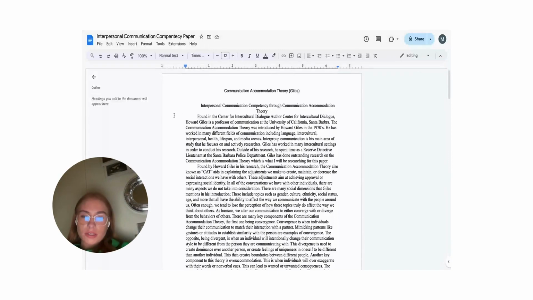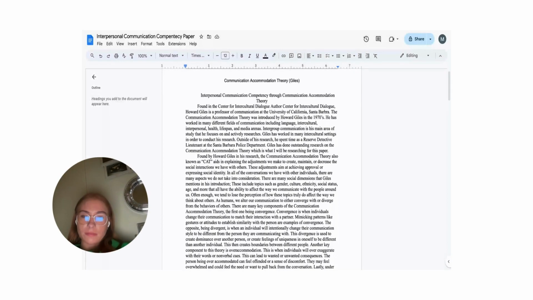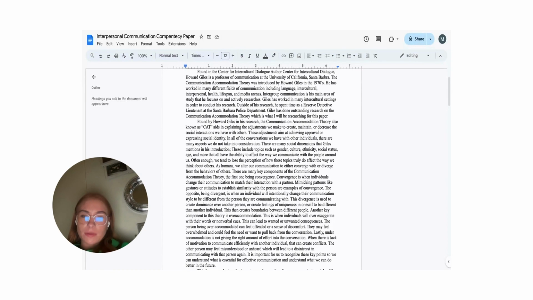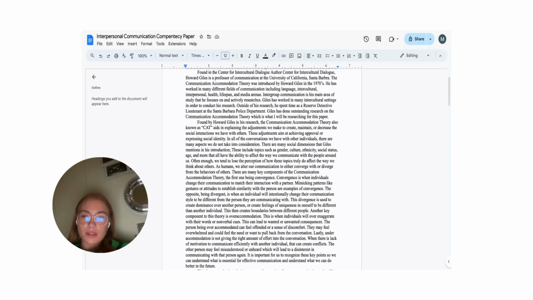The theory I chose is the communication accommodation theory. Howard Giles is a professor of communication at the University of California, Santa Barbara. The communication accommodation theory was introduced by Howard Giles in the 1970s. He has worked in many different fields of communication, including language, intercultural, interpersonal, health, lifespan, and media arenas.